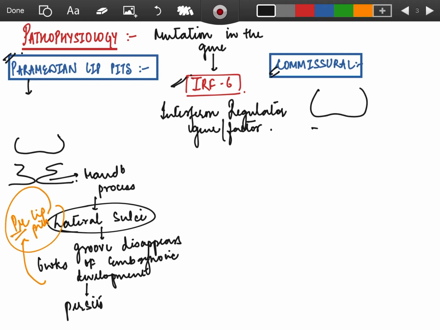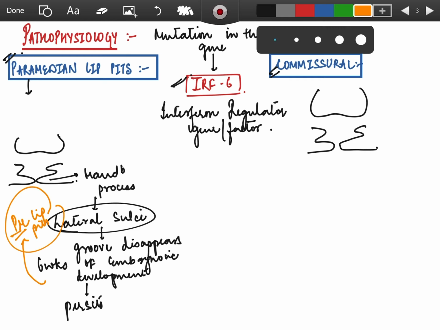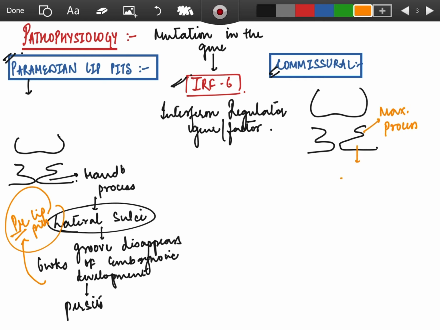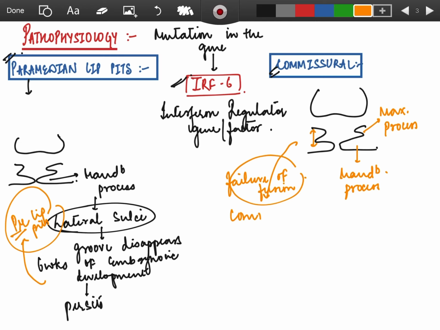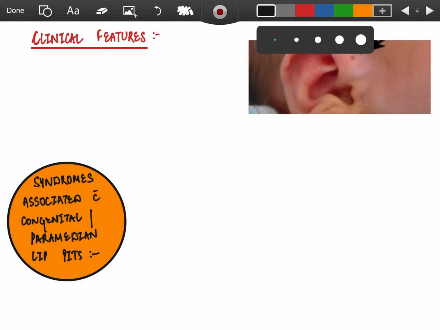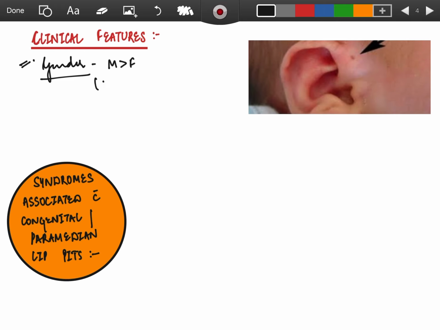Now coming to the commissural type. Same, during the embryonic development we have the maxillary process and the mandibular process, the lower one. When there is a failure of fusion between these two processes, we have the commissural lip pits on the corners of the lip or the mouth. Clinical feature: males are more commonly affected than females by the commissural lip pits.